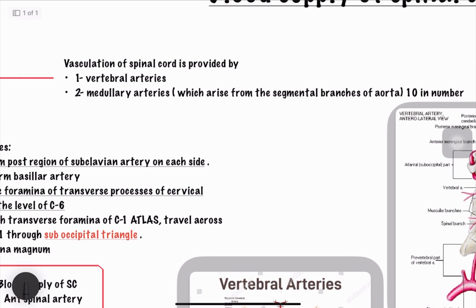Let's see it in detail. The vasculature of the spinal cord is by the vertebral arteries and the medullary arteries, which give the segmental branches, which are 10 in number.